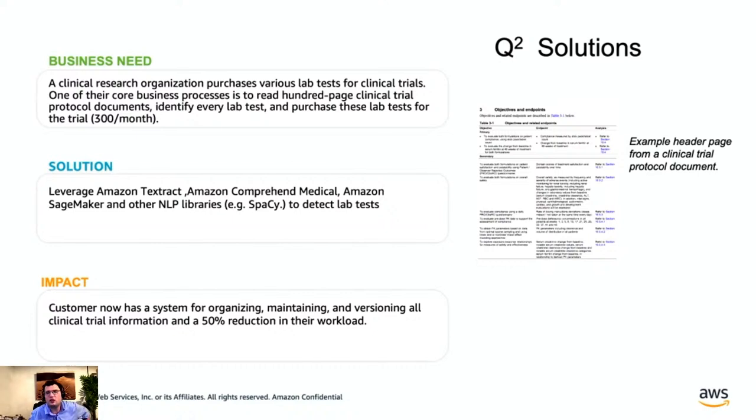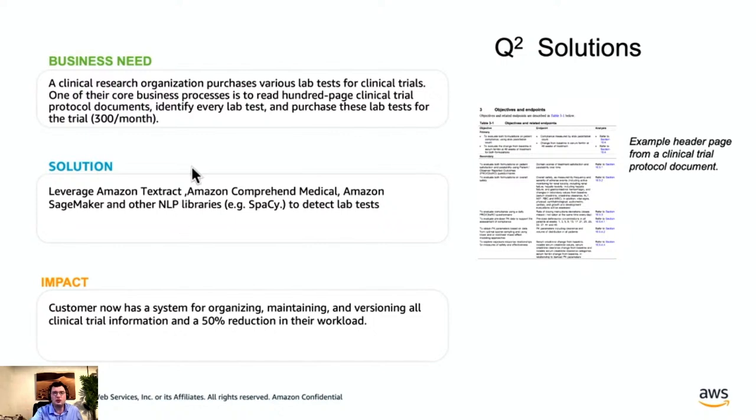Another example I wanted to discuss, this is a little bit further away from life sciences, but I did want to mention it. This comes from Q-Squared Solutions, where in their business use case, clinical research organizations have to purchase lab tests for clinical trials. These can be very long documents. And if you fail to buy a test that needs to be bought, then that's going to delay the clinical trial. In the context of this particular solution, they leverage Textract, Comprehend Medical, as well as SageMaker to build their own custom models as well. I want to emphasize this again, this is a semi-automated process because this is extracting entities, but of course a human being is involved as well with thinking about this, but the impact of this is a 50% reduction in workload when analyzing the clinical trial documents.